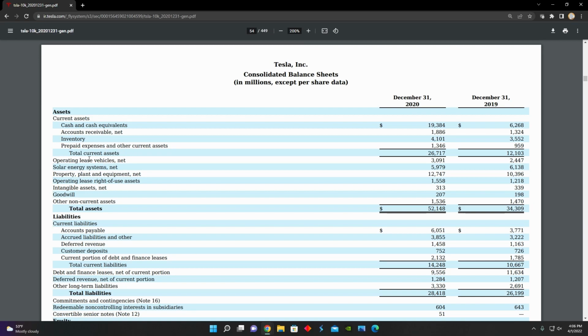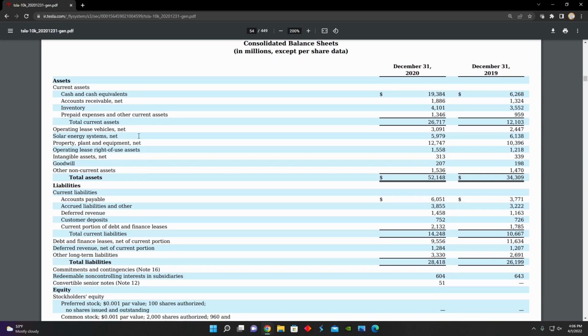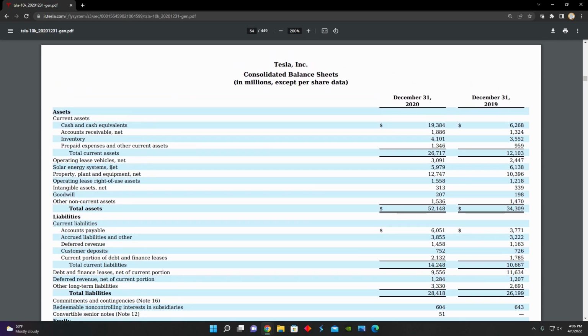And then right here we have total current assets, and this is just the line item that adds up all of the current assets together, and that gives us the total current assets. Then right underneath that, we see a line item that's more specific for Tesla, and that's operating lease vehicles net.